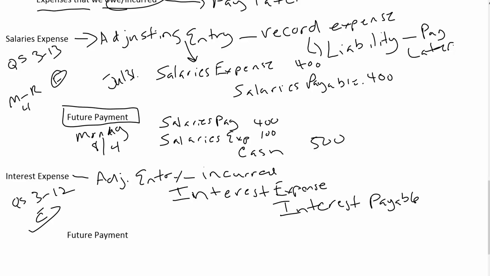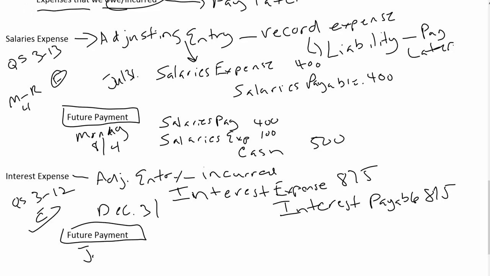So on December 31st, remember, our end of the period, we will record this interest expense by debiting interest expense and crediting interest payable. And then they said that they would make this payment on January the 7th. So when we make the payment on January the 7th, the first thing we're going to do is what?